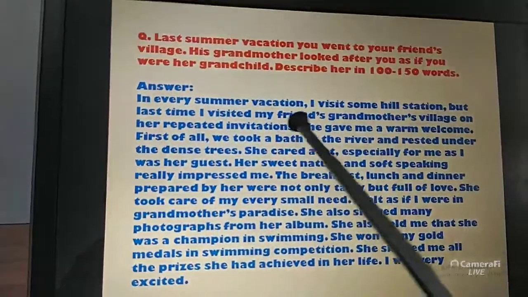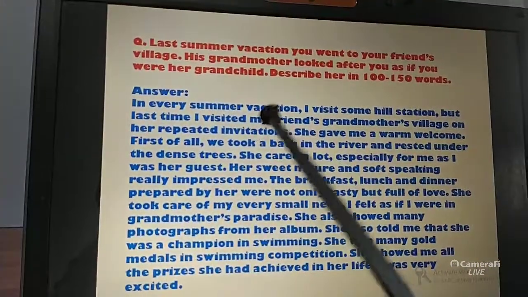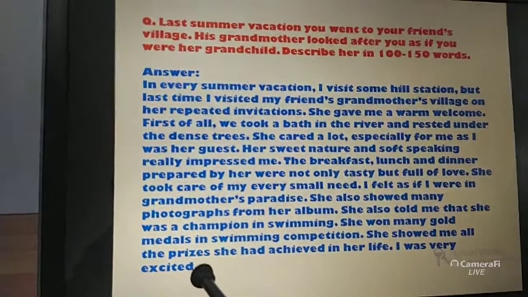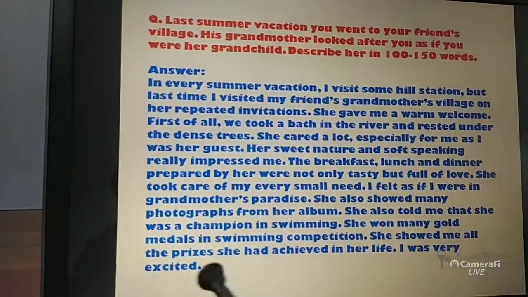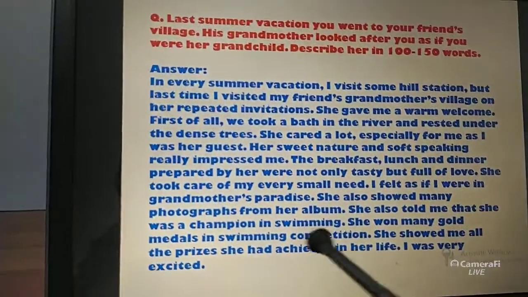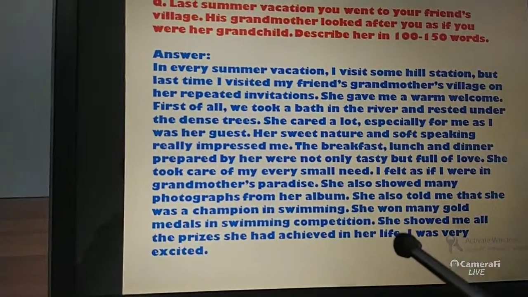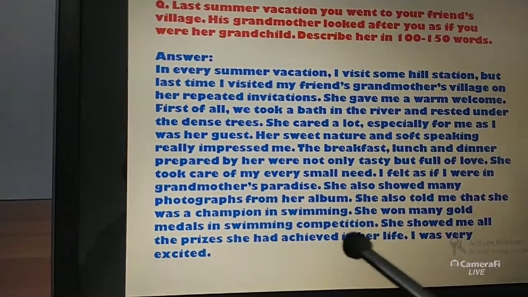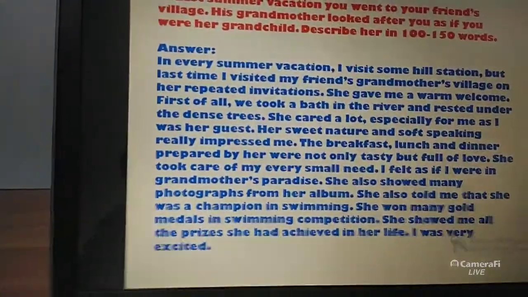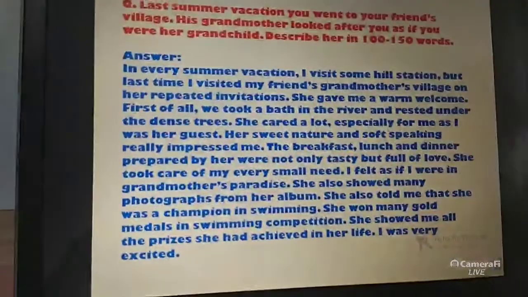So the first line is given, then the second line, then the third line, then the fourth line. You will choose the first line. So this is the way. Suppose the question asks what is the concluding line of the paragraph, and then four options will be given. She showed me that she was a champion in swimming. So in this way you will tell that the last line is that she showed me all the prizes that she had received in life, and I was very excited. So this is the last line of the paragraph. So you will explain this, and in this way various types of questions will come.